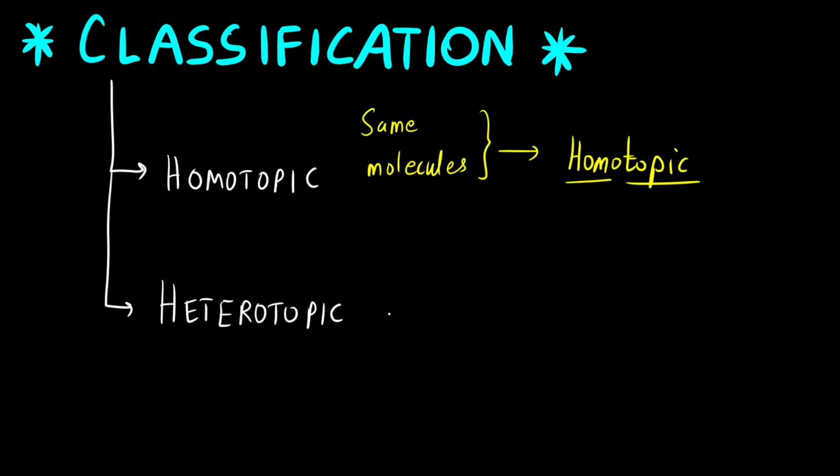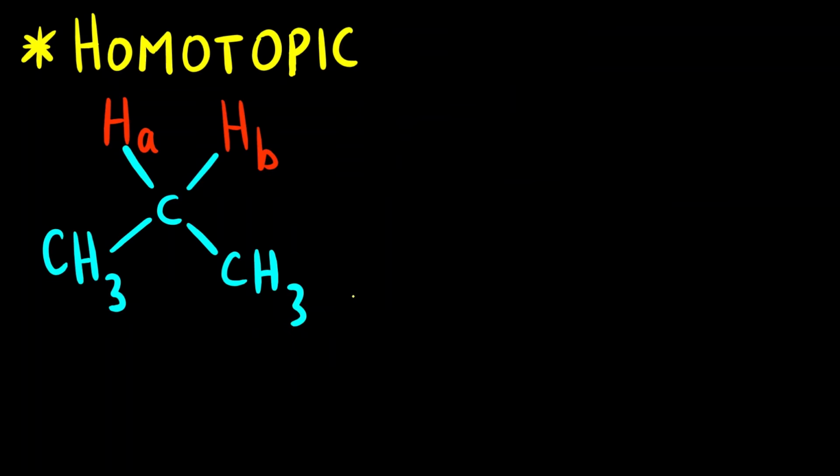Now heterotopic. Hetero means different. They are of different places, they have different stereochemical relationships, and they are also of different types. We'll see that in a moment. Heterotopic, how we will find out, let us see that in a moment. Before that, let us understand how you find out whether two groups are homotopic.